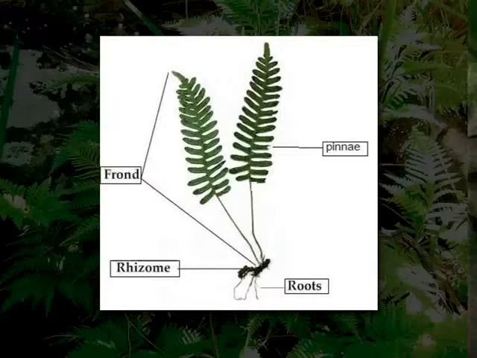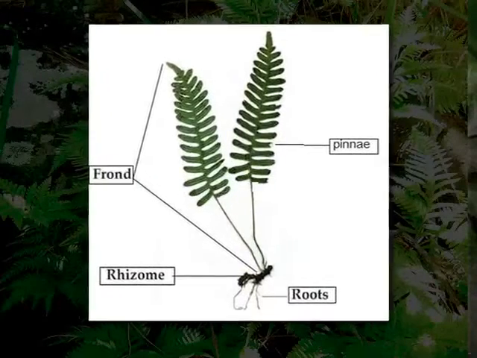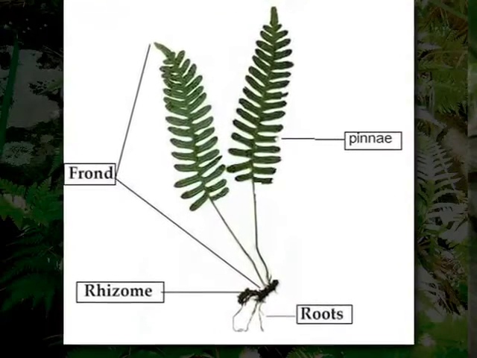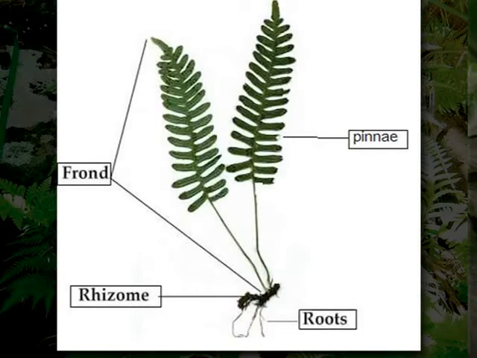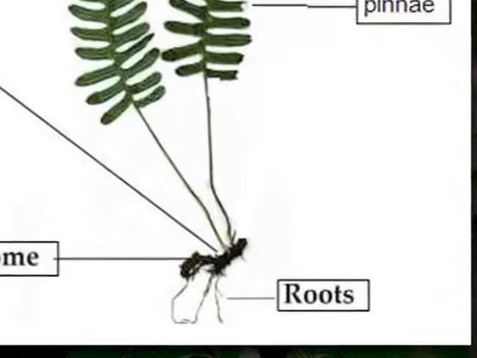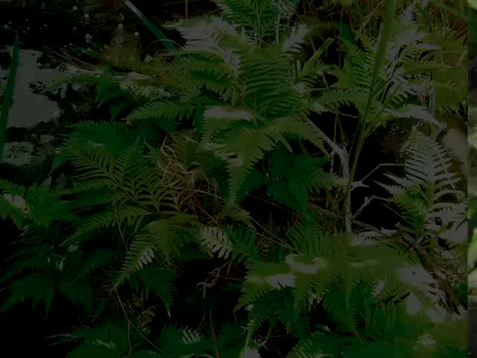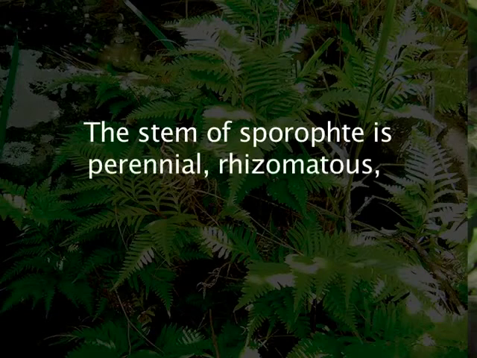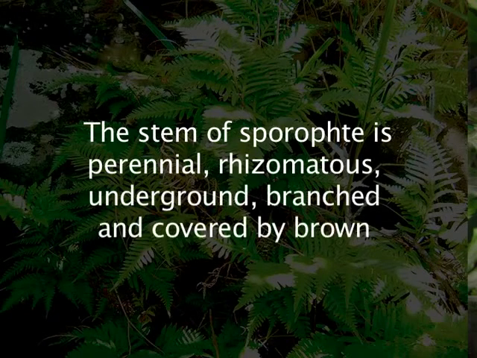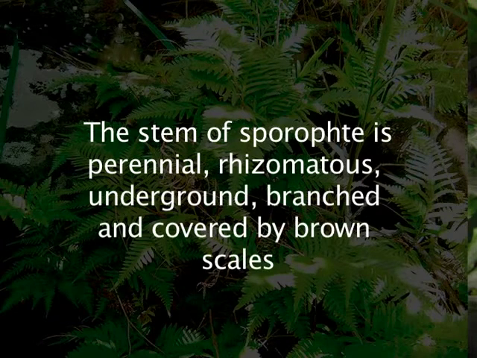The dominant stage in the life cycle of Pteris, constituting the main plant body, is the sporophyte. It is differentiated into roots, stem and leaves. The primary root formed from embryo is short-lived and is soon replaced by the adventitious roots. These roots are slender, black, wiry, and arise from ventral side of rhizome or from all over the surface. The stem is perennial, rhizomatous, underground, branched, and covered by brown scales. Some species have persistent leaf bases on the rhizome.